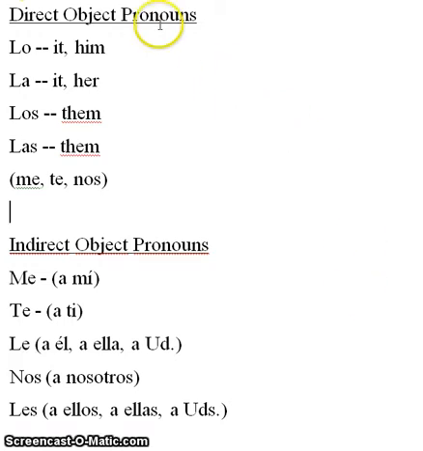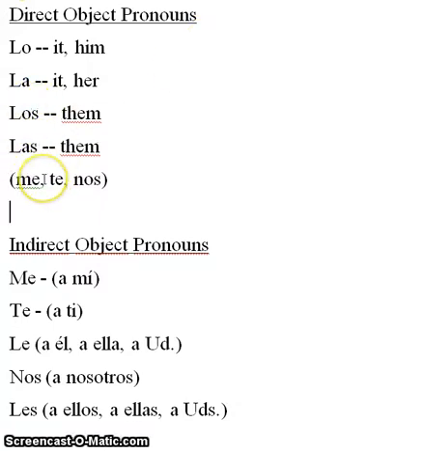So we simplified it just a little bit and we have direct object pronouns, and I've listed those for you. They are lo, la, los, and las. Next to them I also defined the possible translations in English. Lo could replace a direct object that's singular and masculine. La would be singular and feminine. Los would be plural masculine. Las would be plural feminine.